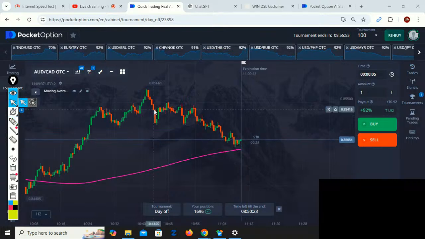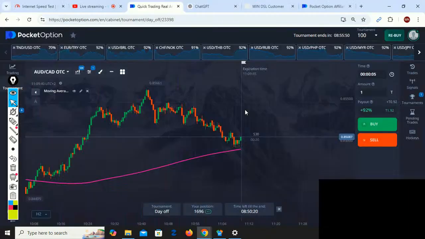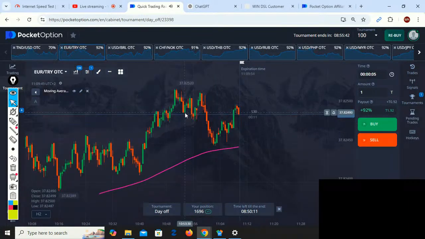So that being said, let's start. Let me see here the payouts, the amounts. Okay, so we have the $1 in place. Let me try and find something that has a clear trend in place.